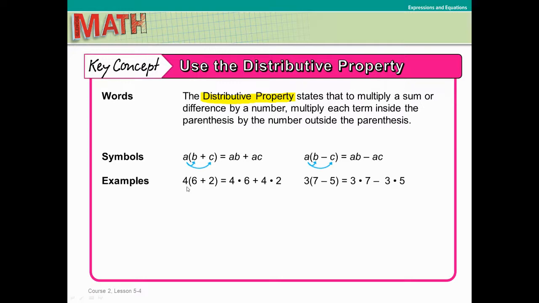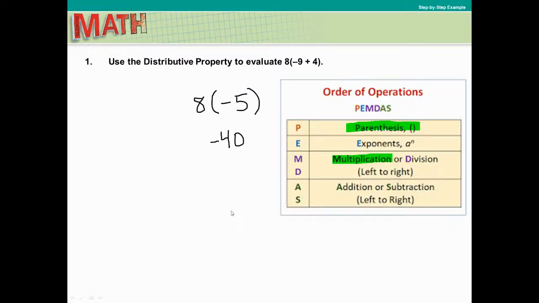Here's how you would have seen it. You would have done this: 4 times 6 plus 4 times 2. 3 times 7 minus 3 times 5. And again, they might not have called it distributive property, but that's what it was that you were doing back then. I don't much like the numerical ones to show it to you, but that's how we started. So we're going to start with that.